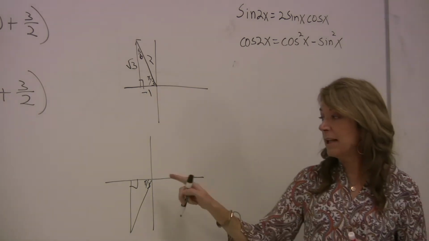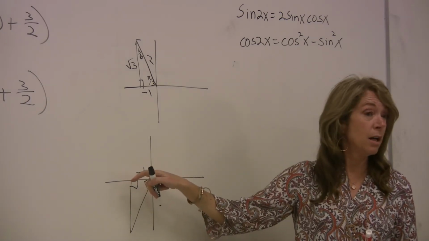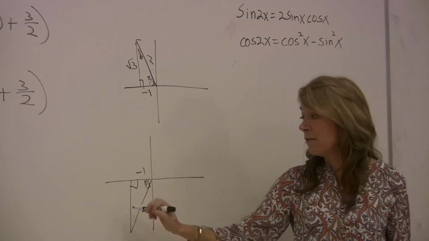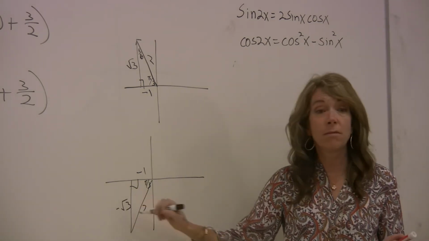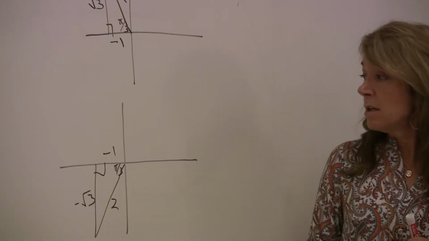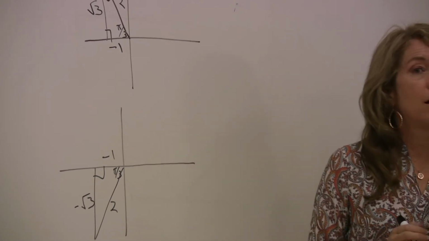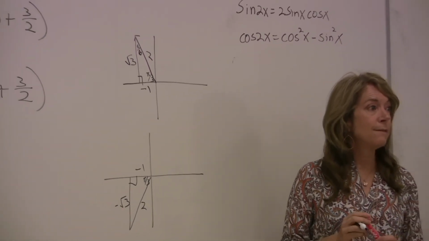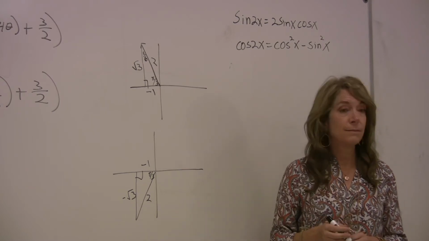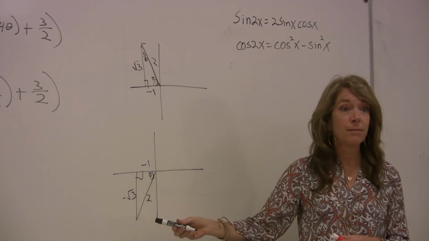And my sides are going to be labeled negative 1 because I went left. Hypotenuse is always 2. And negative root 3 because we went down. They're both negative. So what is the sine of this angle? Negative root 3 over 2. That's got a negative y this time.